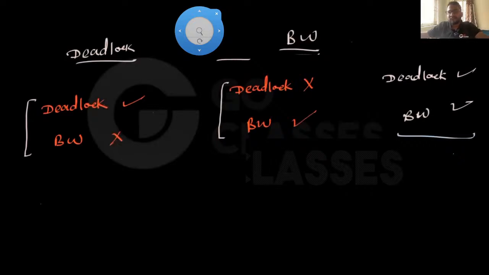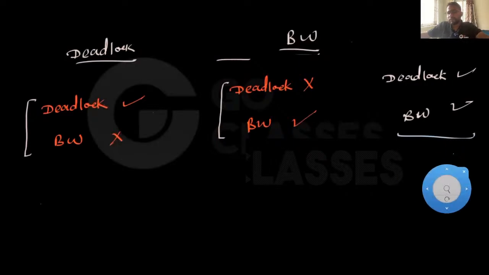So let's see if we can have some examples where deadlock is there and bounded waiting is not there, and deadlock is not there, bounded waiting is there, something like this, right? Let's see maybe one example where the deadlock is there and bounded waiting is still satisfied. Can you see that example? That's one of the easiest examples that we have been talking about, right?